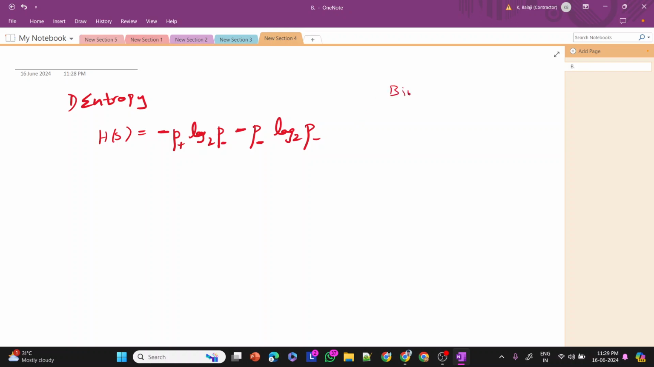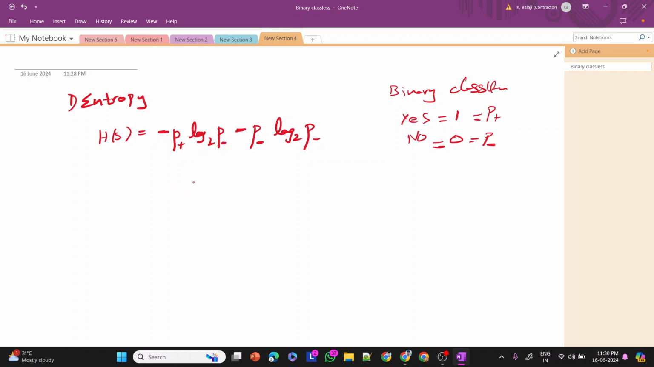For a binary classification, we have yes or no, or it can be represented as 1 or 0. We can consider yes as P positive and no as P negative. This P plus represents the probability of yes, and this P minus represents the probability of no.